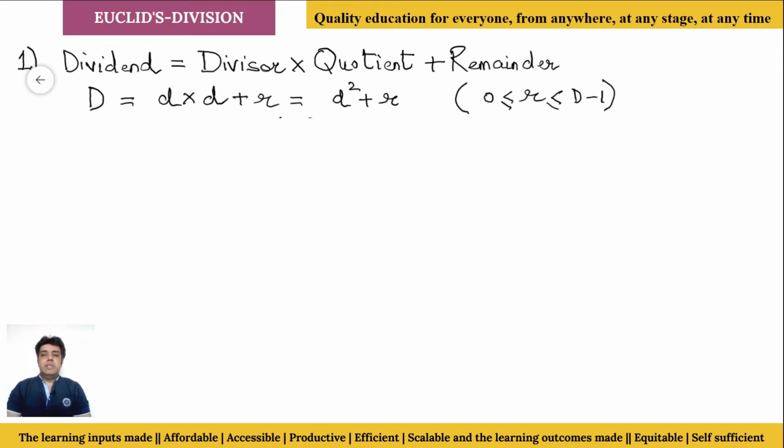Now, one thing which we need to remember here, which is an outcome of Euclid's division process only, is that the remainder will always lie from 0 to d minus 1. For example, if I am dividing a number by 4, what are the remainder possibilities? There will be 4 remainder possibilities, and they could be 0, 1, 2, or 3. The remainder cannot be a 4. Please make a note of this.